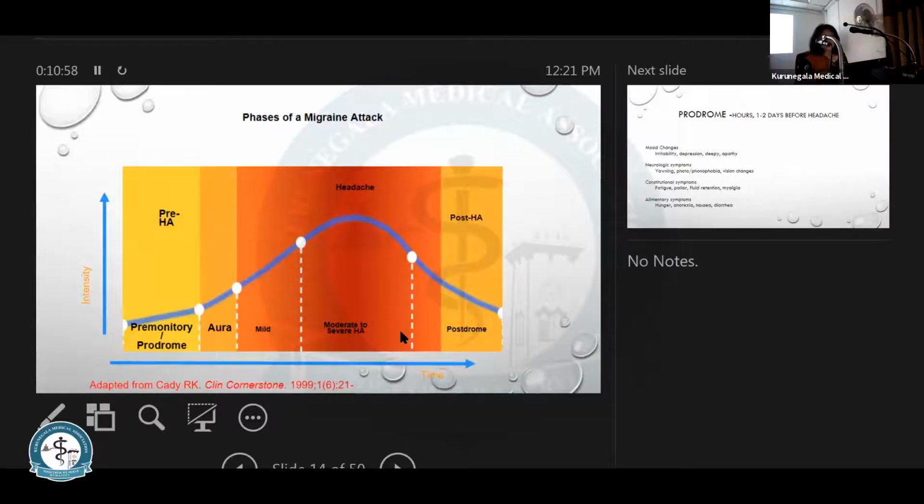The pre-headache phase in migraine without aura would be the prodrome, or the premonitory phase, and in migraine with aura, it would be associated with premonitory symptoms as well as the aura. And then comes the headache, starting from a mild intensity, going up on a dumbbell-shaped curve. And once the headache is settling, it starts a postdrome, and there are symptoms associated with all these stages as well as durations. Of course, the durations might differ from patient to patient.